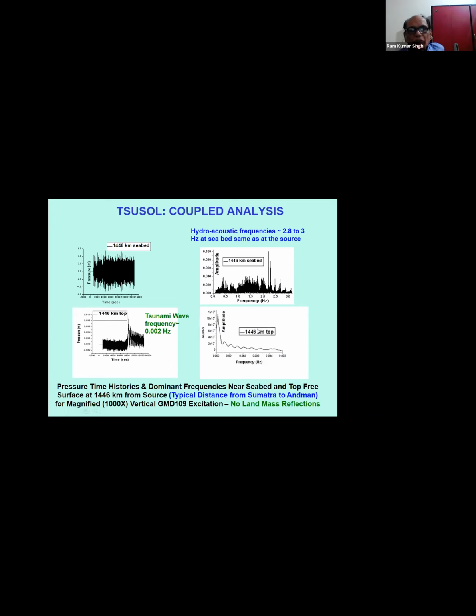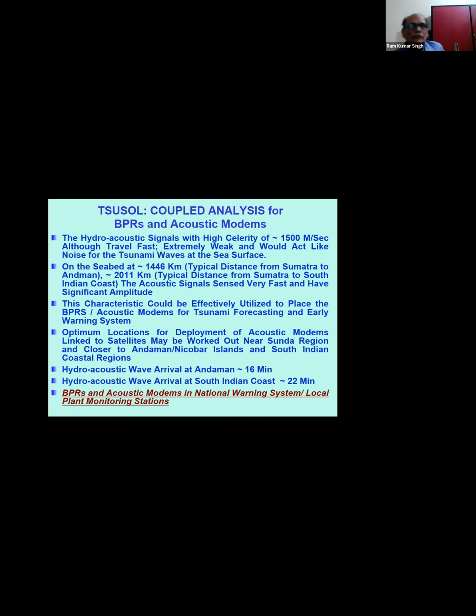So this was shown at the seabed. This is the kind of amplitude, and if you see the top, there is a long wave of this magnitude, but here this acoustic wave becomes very weak. So some sensors can be placed at the sea bottom. That was the conclusion we drew, and this is not new. Now I think many countries are working on this very effectively. So most of the bottom pressure recorders and the acoustic modems were proposed from this study to the national warning system people in the Ministry of Earth Sciences, and they could effectively utilize this information for monitoring purposes.